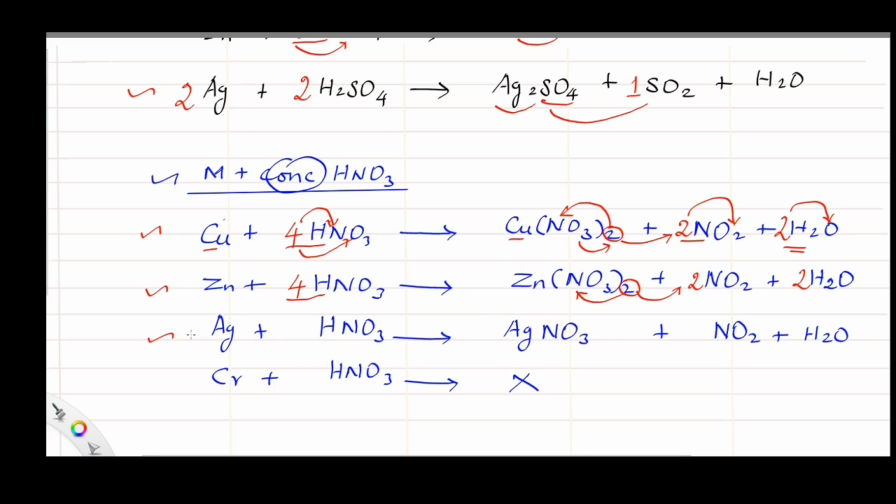Moving to the third equation, when silver reacts with nitric acid to form silver nitrate and nitrogen dioxide, here nitrate is present 1 time, so we put 1 in front of NO2. Now there are 2 nitrogens, so we put the 2 in front of nitric acid, and 2 H is present in the form of water. So this is the balanced equation.